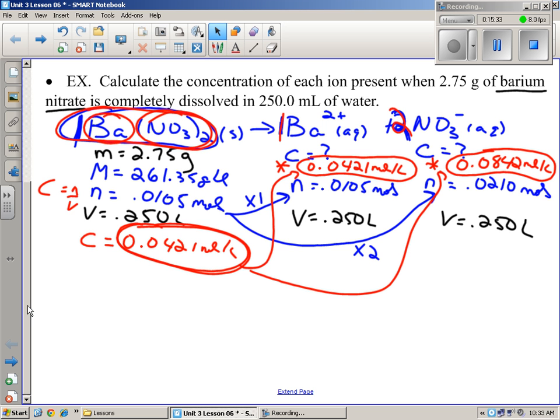I do want to see this lined up, though, like so. So I want to see the equation balanced, and I want to see the information under each spot. And that's for two reasons. One, it makes my life a lot easier when I have to mark these.